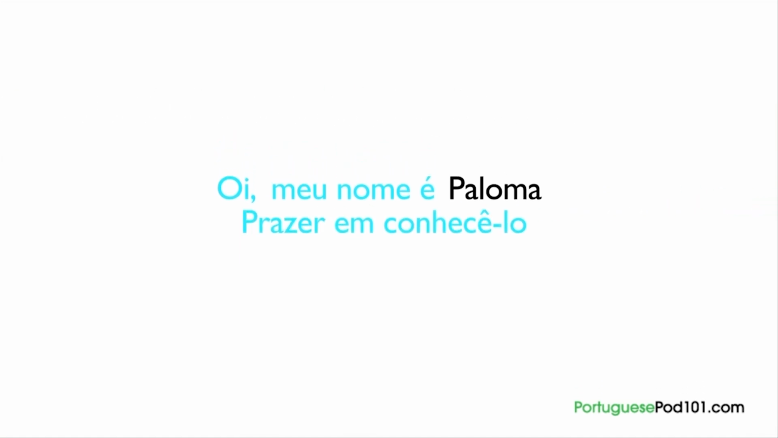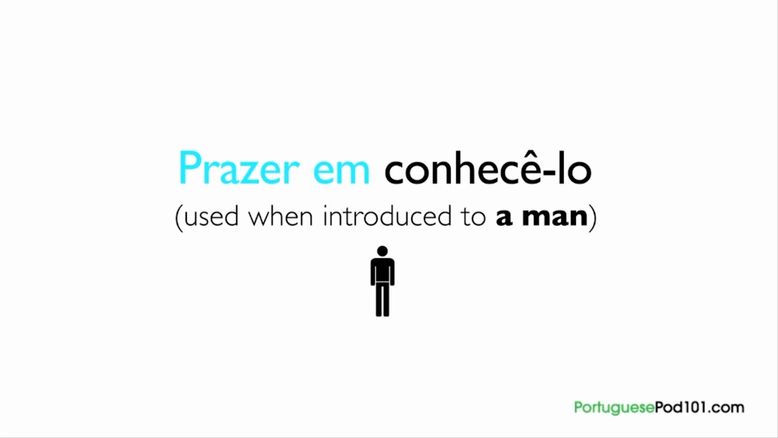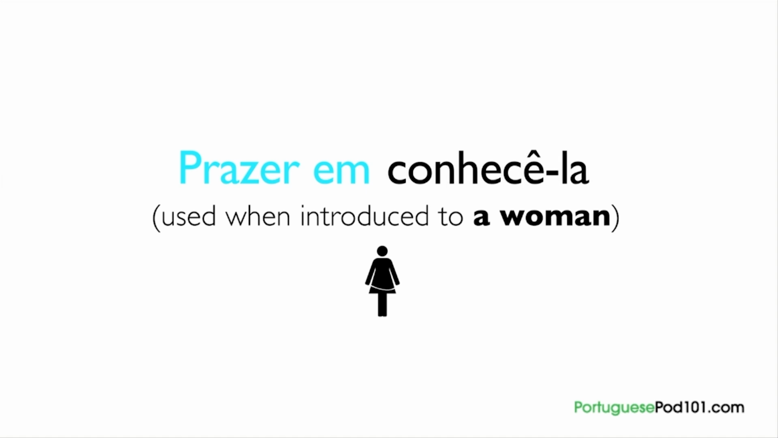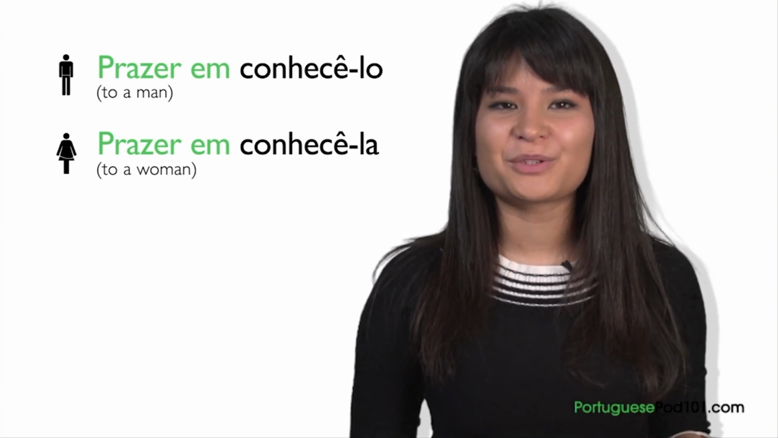Oi, meu nome é Paloma. Prazer em conhecê-lo. Please pay attention to the end of the sentence. This version is only used if you're introducing yourself to a man, because you say conhecê-lo. If you're introducing yourself to a woman, you should use conhecê-la. So the full sentence to introduce yourself to a woman would be Oi, meu nome é Paloma. Prazer em conhecê-la.